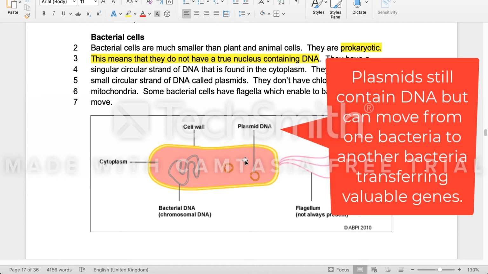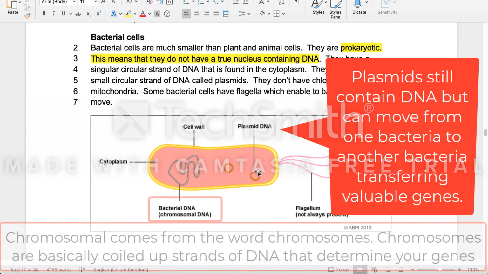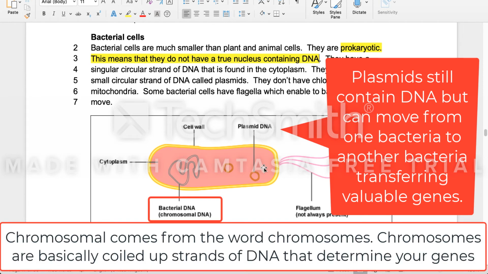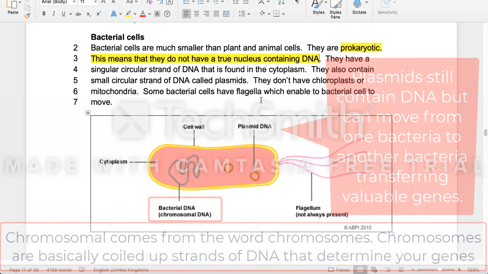But just for now, if you get a bacterial infection, these plasmid DNAs are the ones that actually invade your body. Whereas the bacterial DNA, this is how the bacteria is going to reproduce. It splits itself into two, and you're going to have this DNA in both bacteria that come out from it. They don't have chloroplasts.